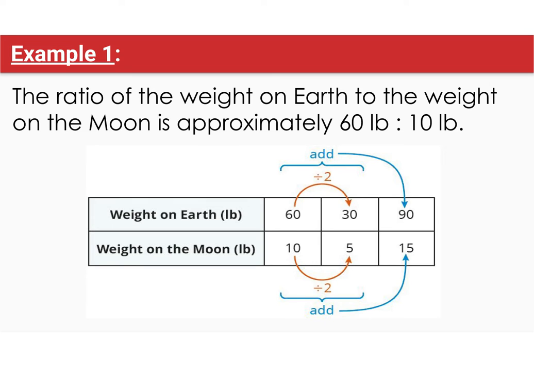So the first time I went, I divided it by 2, and so I have 30 pounds on Earth, which means I have to divide the moon by 2 as well to get 5 pounds on the moon. So 30 pounds on the Earth equals 5 pounds on the moon. We can continue that out by taking the 30 and multiplying by 3. So we see 90 pounds on Earth is 15 pounds on the moon.